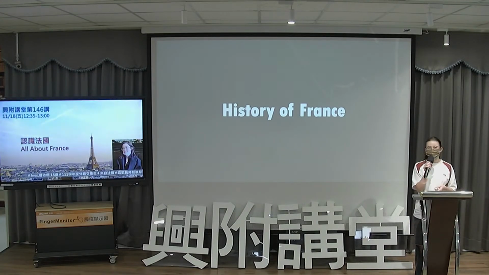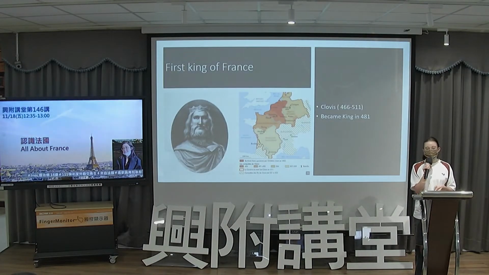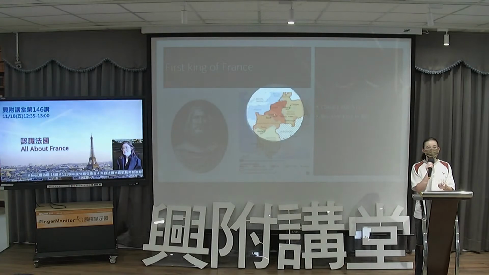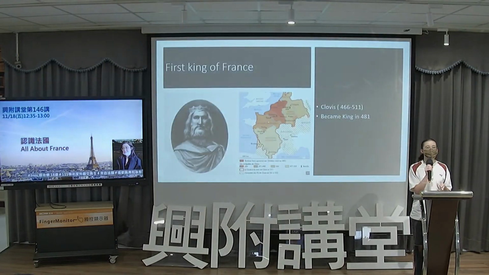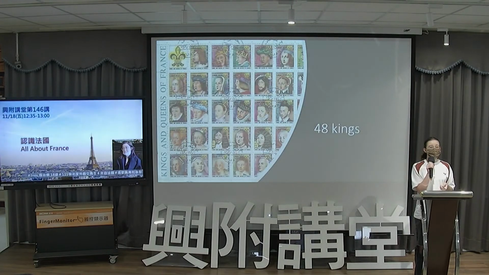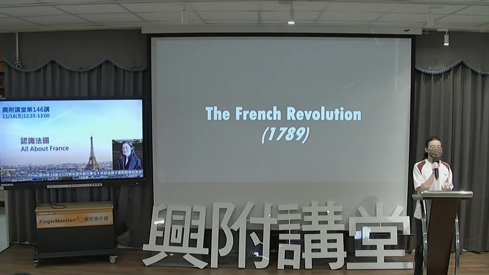So I will talk about events that built France as of today. The first king of France was Clovis I in 481, and he died in 511. And you can see here how the kingdom of France was at his death. After Clovis I, there were 48 kings that sat on the throne until 1789, the French Revolution, when France was not a monarchy anymore.